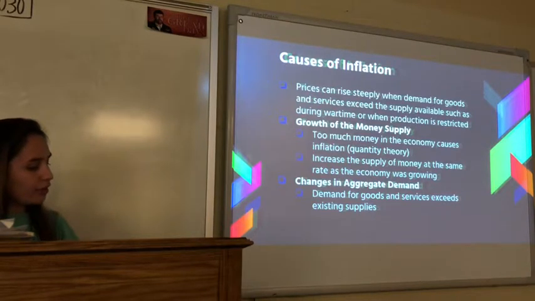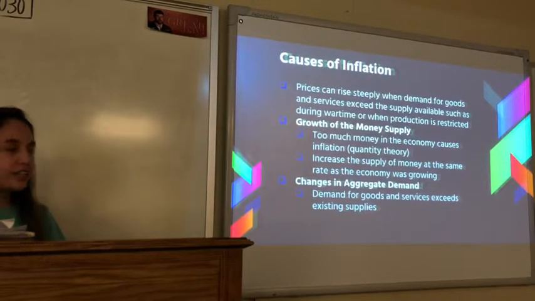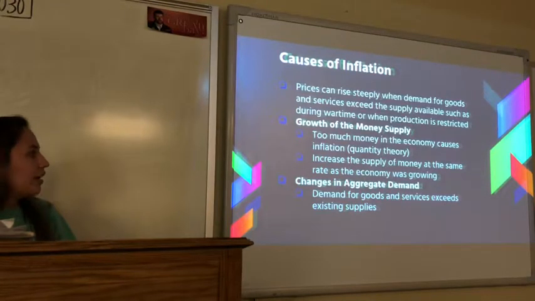So this is the growth of money supply. If there's too much money in the economy, it causes inflation. So if there's too much money, then the value of your money is going to go down. To prevent this, you need to increase the supply of money at the same rate as the economy is growing.